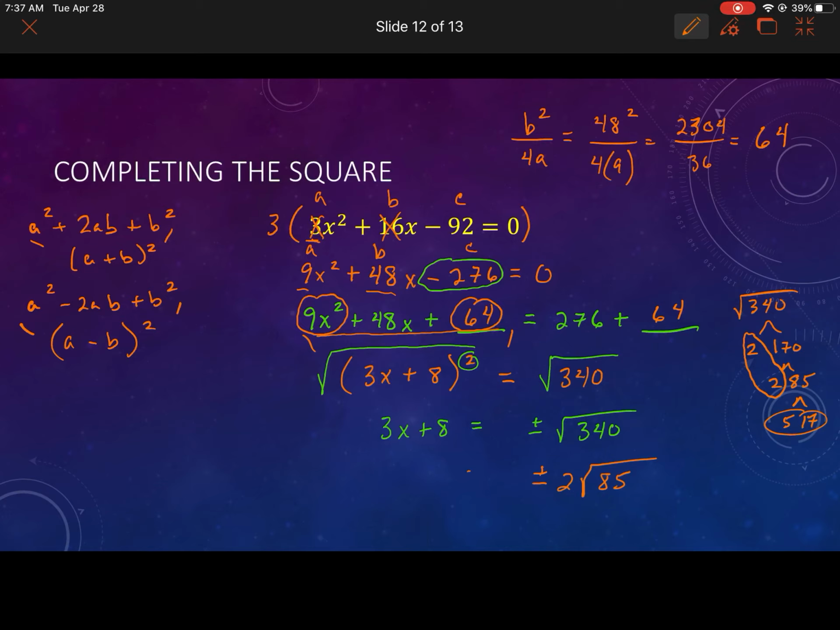We're also going to subtract 8 from both sides, so I'm just going to put it in the front. Okay, so negative 8 plus or minus 2 times the square root of 85. And then, of course, I still have 3x on the left, so I have to divide everything by 3. And when I say everything, I mean the entire expression on the right needs to be divided by 3.